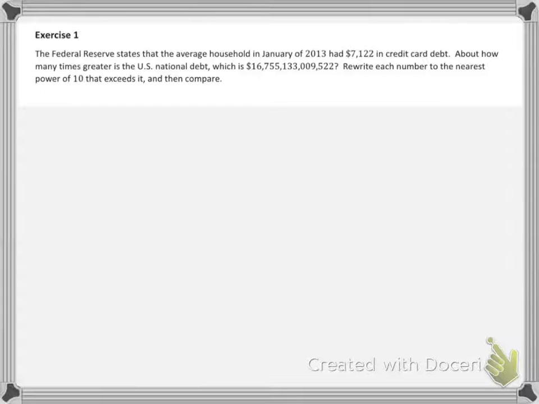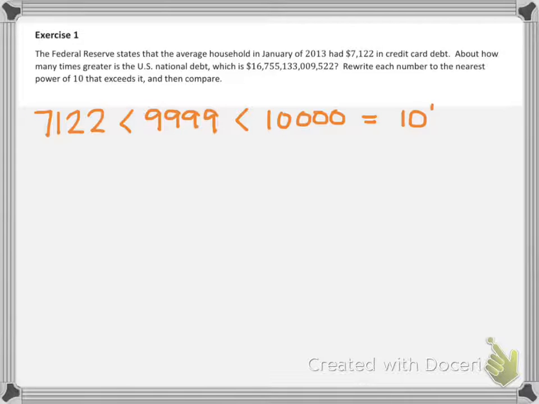So let's start with the average household debt, which was $7,122. Okay, $7,122. And remember, we said that that's just a little bit less than the biggest four-digit number, which would be 9,999. And then the next power of 10 would be 10,000. So 10,000, and that is equal to 10 to the fourth power. So 10 to the fourth power is our average household debt.